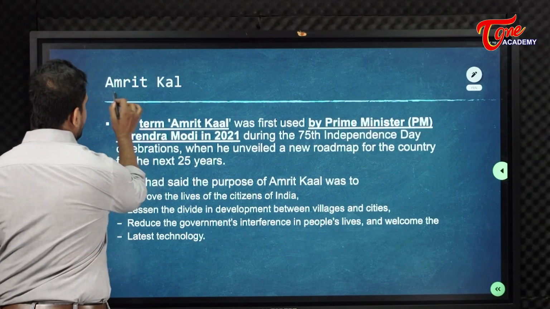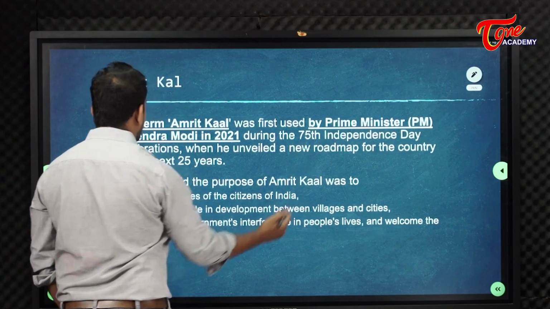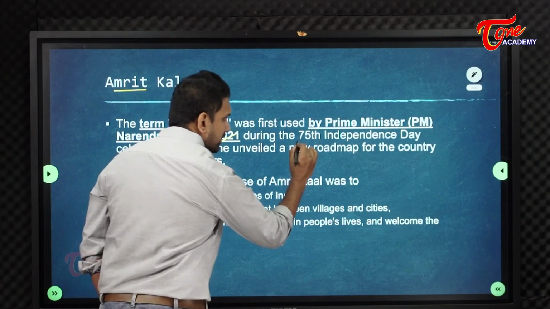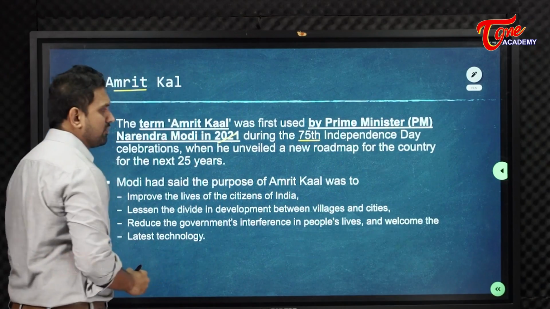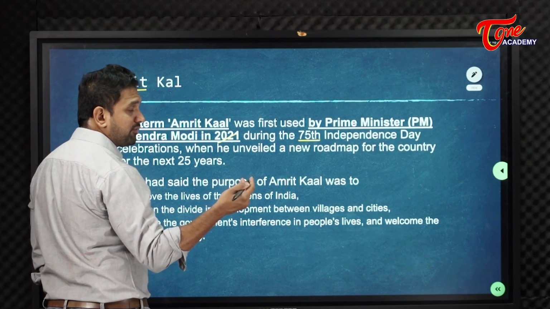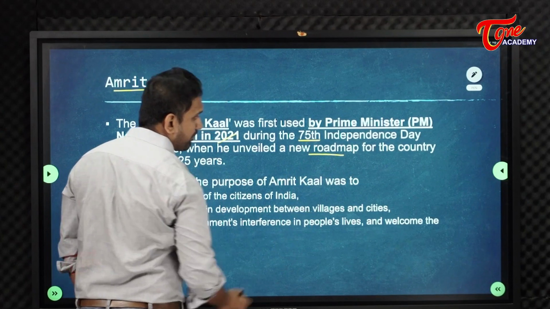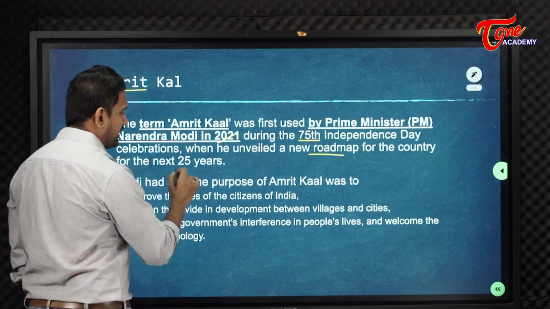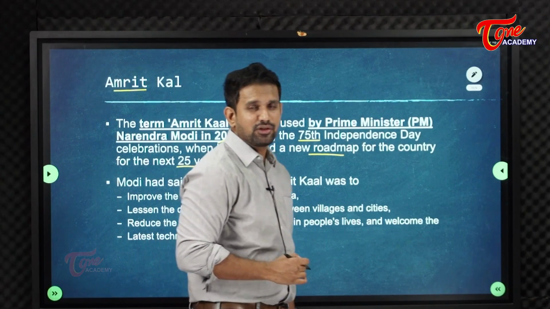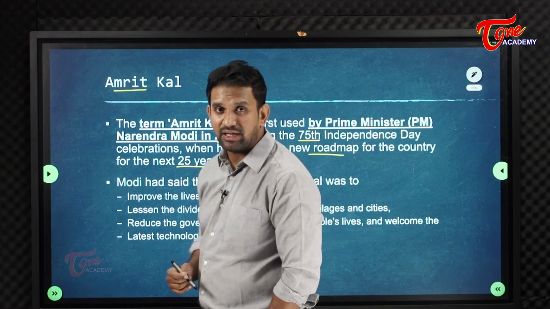Right. What is the meaning of Amrit Kal? The term Amrit Kal was used by Prime Minister Narendra Modi ji in 2021 during his 75th Independence Day speech. On the 75th Independence Day, he unveiled a roadmap. What is the roadmap for the next 25 years? What does India want to become in the next 25 years? How do we want to see it when we are celebrating the 100th Independence Day?